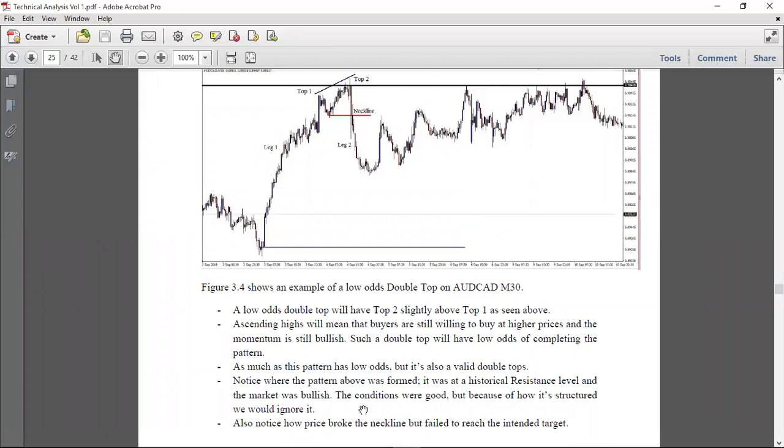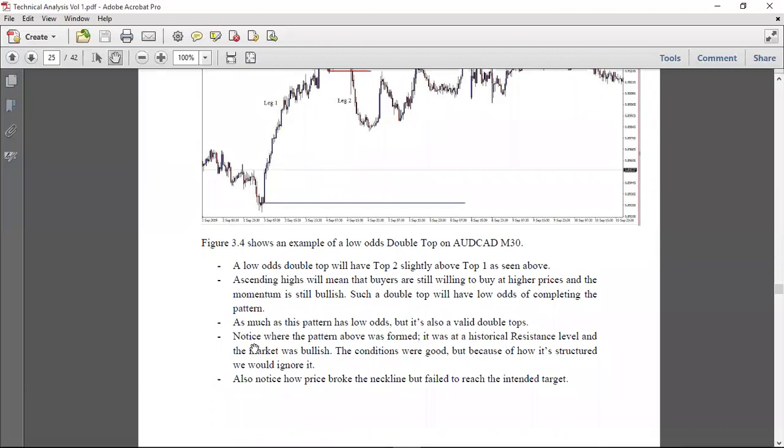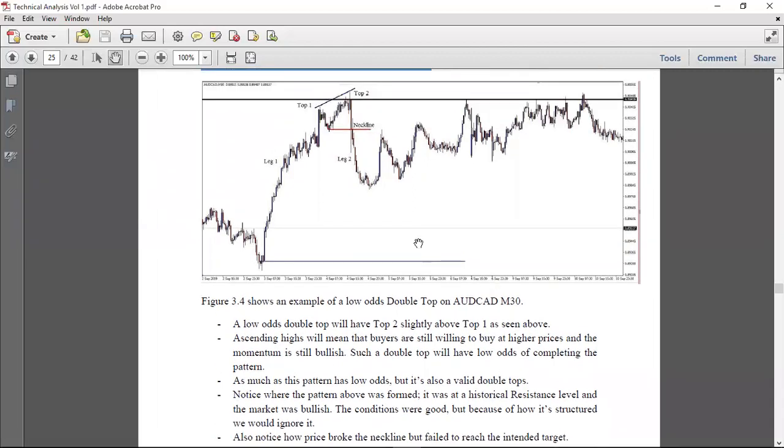Notice where the pattern above was formed. It was at a historical resistance level, and the market was bullish. Conditions were good, but because of how it's structured, we'll ignore it. It has almost everything that you need, but because of how these two highs are structured, we cannot consider that as a triple zone. Also notice how price broke the neckline but failed to reach the intended targets. As I was saying, it didn't reach our target.